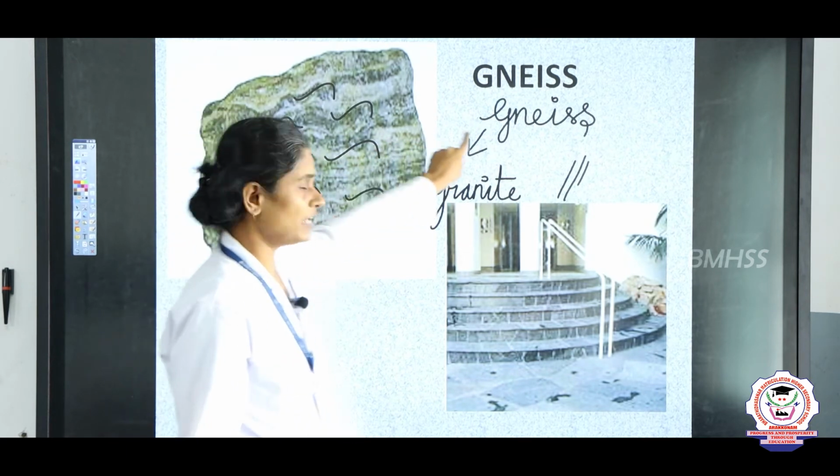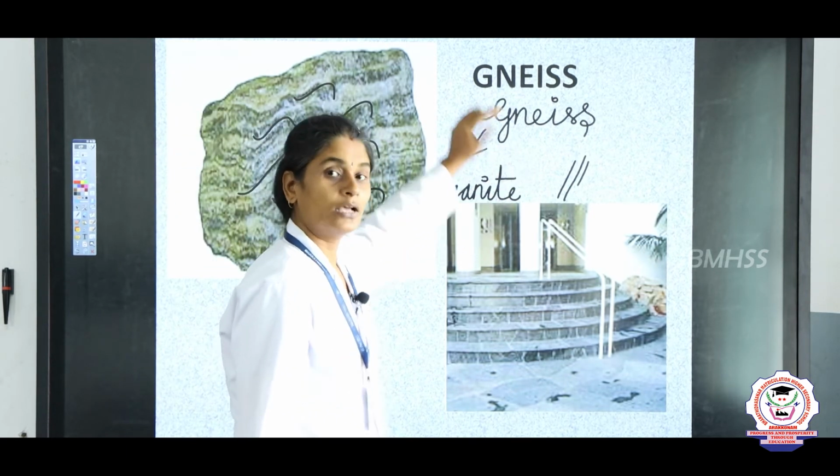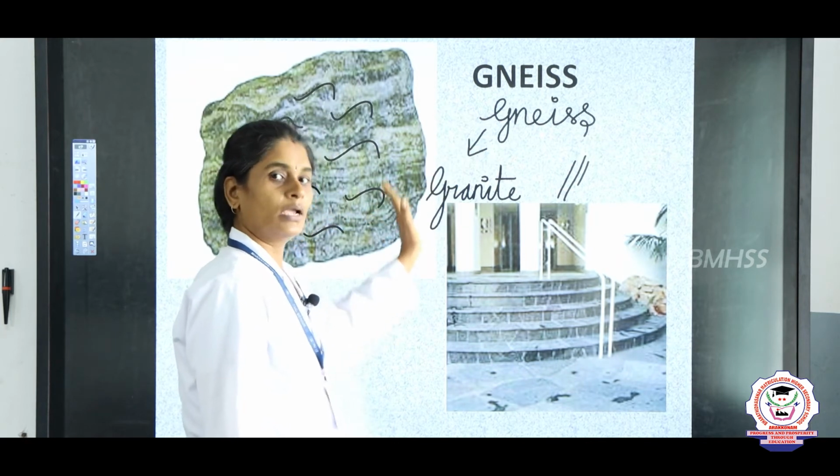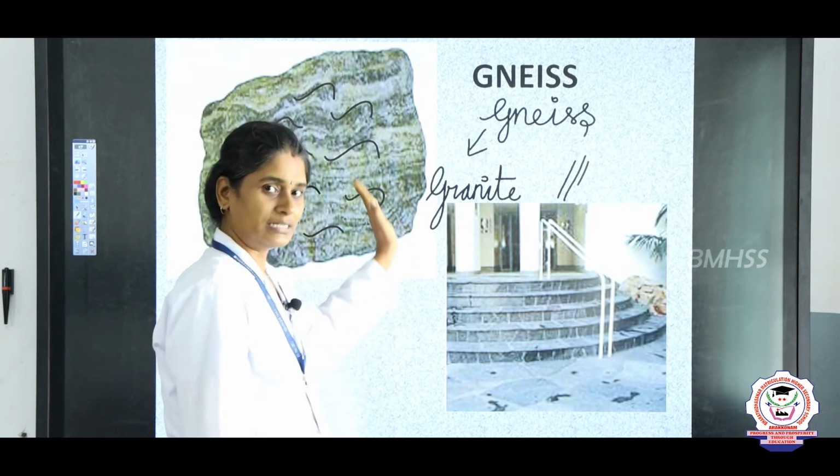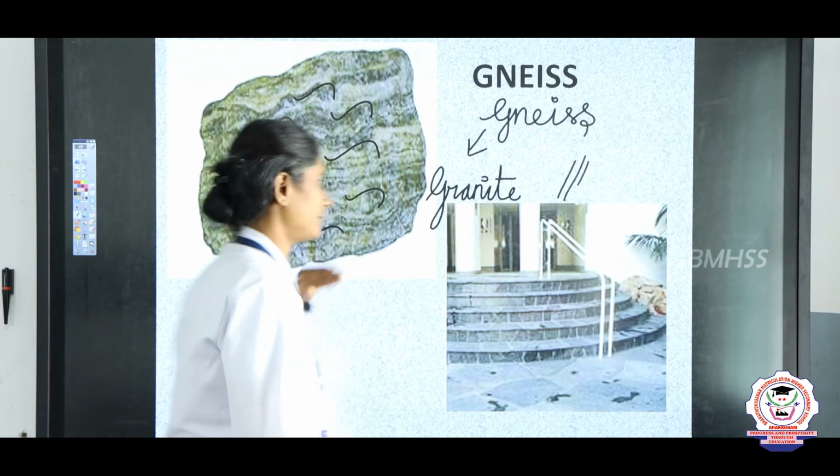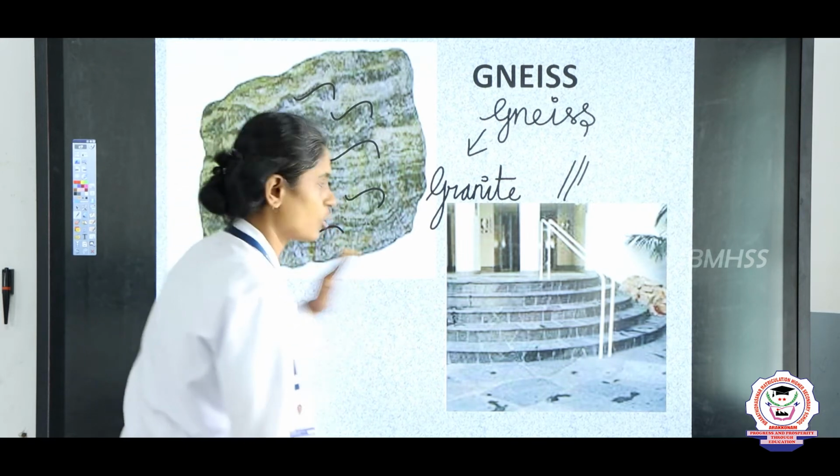So what is the spelling of gneiss? G-N-E-I-S-S. So before the gneiss, what was it? It was granite. So gneiss is formed from the granite. Granite is an igneous rock.